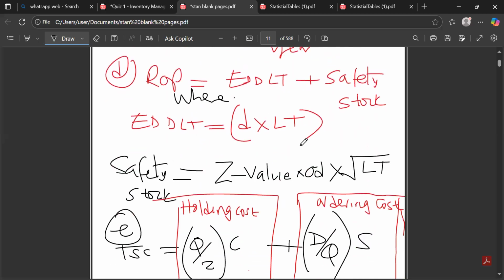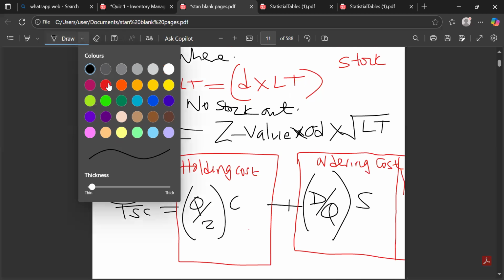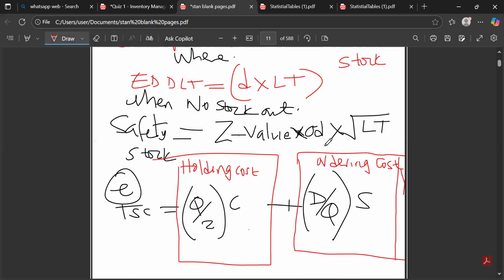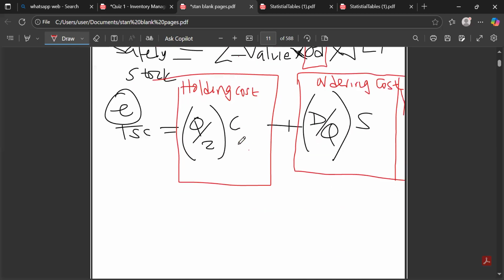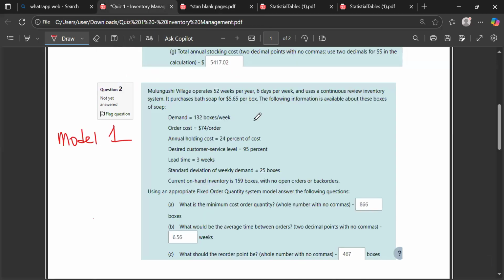Safety stock, when there is no stock out, is the Z value multiplied by the standard deviation of demand multiplied by the square root of lead time. This is how you calculate the safety stock. In total stocking cost, we are talking about holding cost and ordering cost. So quickly, you can go to the quiz. In this quiz, it says the firm operates 52 weeks a year.